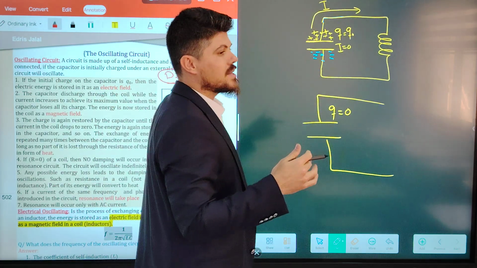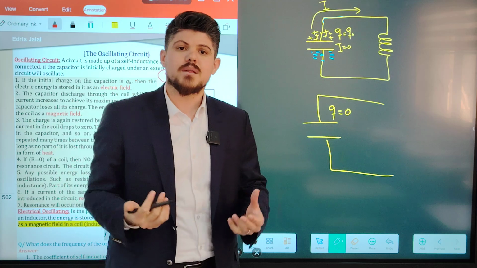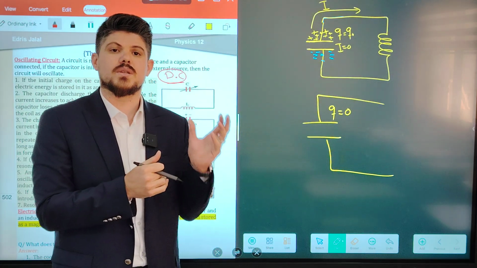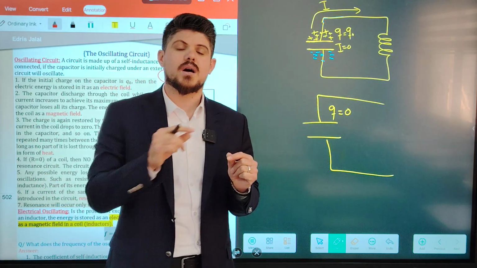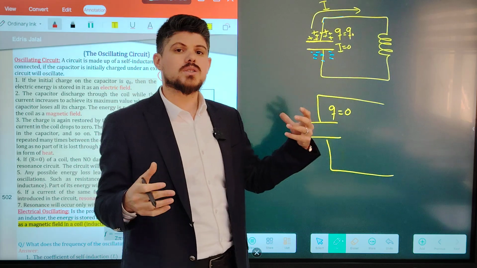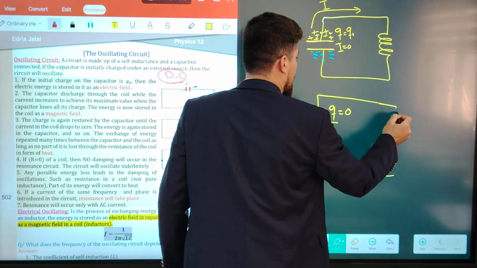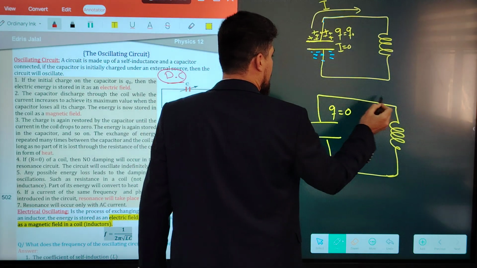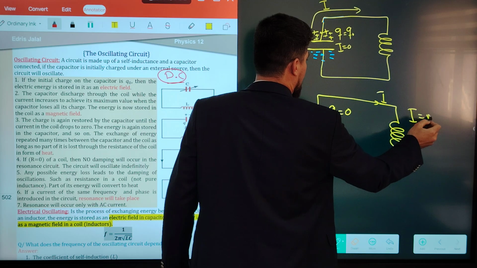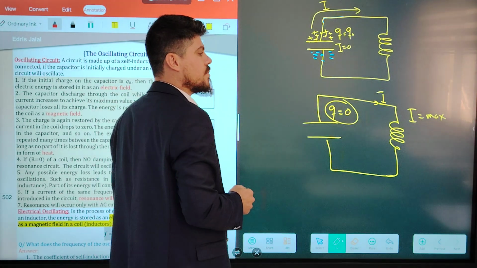Because when the capacitor is charged, if you connect it to a resistance or a light bulb, what happens to the electrical energy stored as an electric field in the capacitor? It is going to be dissipated. When the capacitor becomes discharged, the current flows through the inductance. Now the current reaches maximum. When the current reaches maximum, Q is equal to 0.